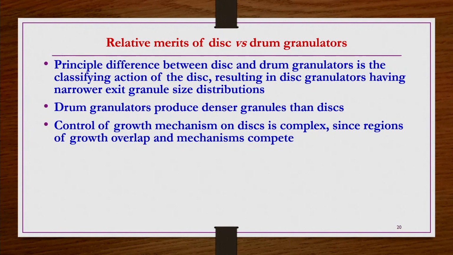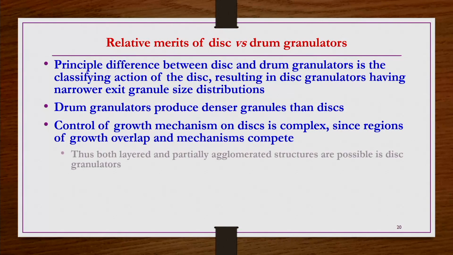Control of growth mechanism on the disc is very complex because regions of growth overlap and mechanisms in general compete with each other. So, because of that, controlling the growth mechanism on a disc granulator is very difficult, which we have already seen. Because of regions of growth overlapping and mechanisms competing, both layered and partially agglomerated structures are possible in disc granulators. Rather than having proper complete granules, you may get layering of the particles or partially agglomerated structures.